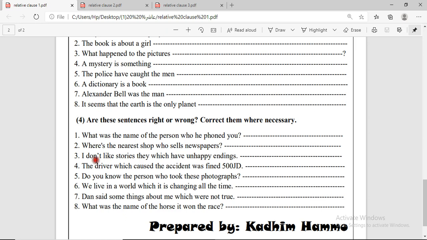Number 3. I don't like stories they which have unhappy endings. There is a mistake here. Mentioning the pronoun is wrong, and we don't have to mention the pronoun. I don't like stories which have unhappy endings. So you have to delete they. Number 4. The driver which caused the accident was fined 500 JD. The driver which? No. The driver what? The driver who caused the accident was fined. Okay.